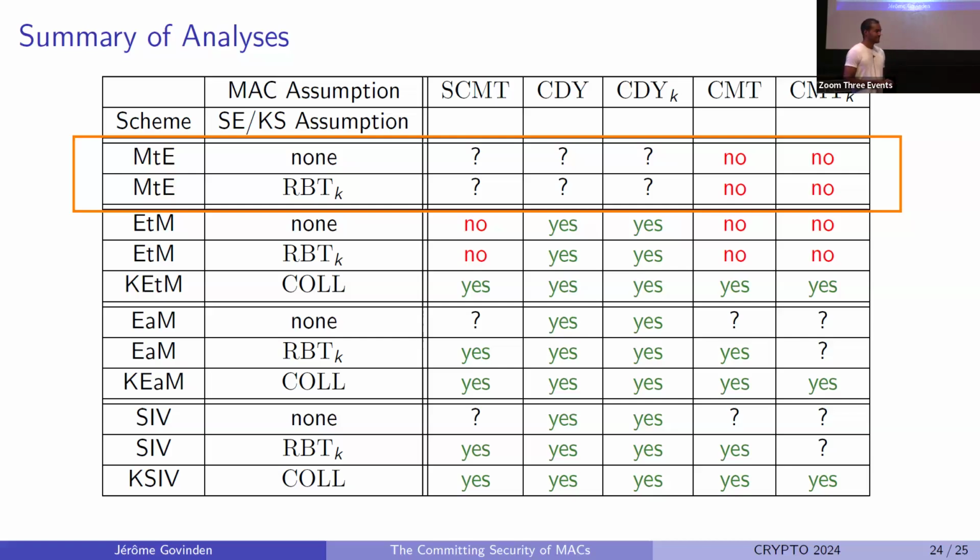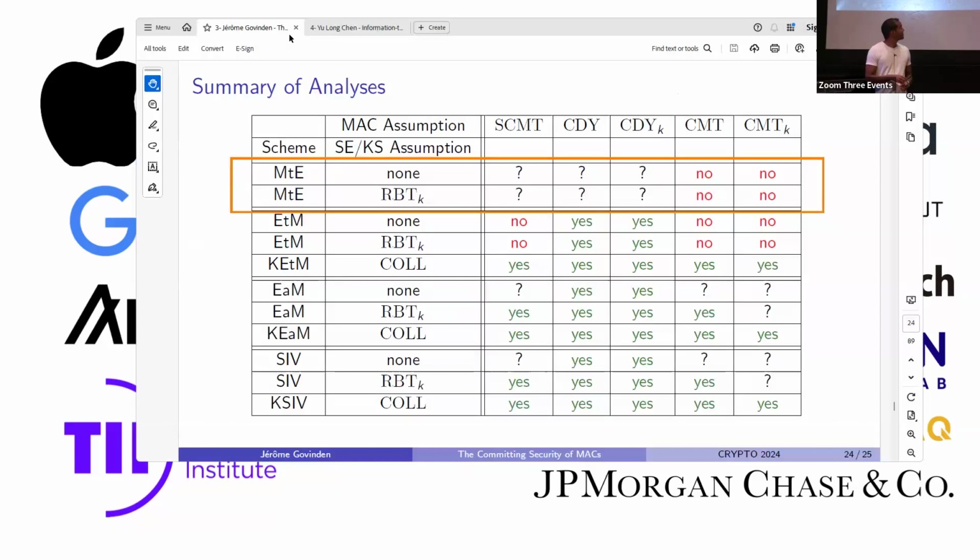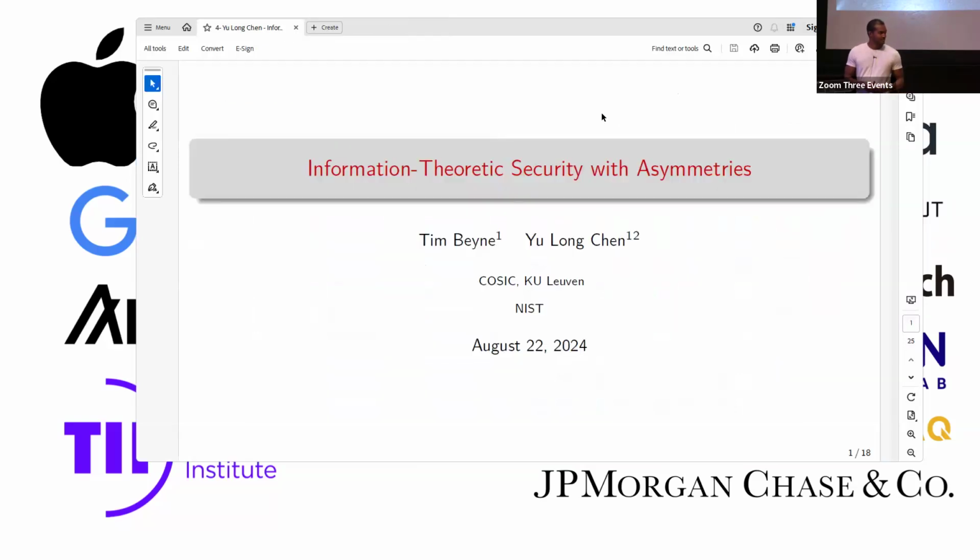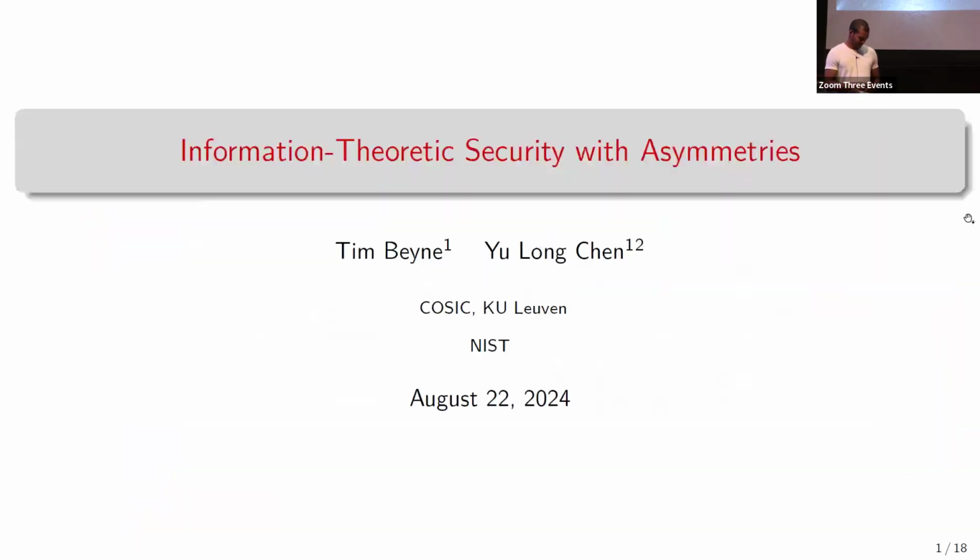Okay, there are no more questions. Let's thank Jerome again. Thank you very much. So we move to the final talk of this session, entitled Information Theoretic Security with Asymmetries. It's joint work between Tim Bane and Yulong Chen, and Yulong will give the talk. Let's go ahead and take your badge. Is there some way I can see the time or something? Okay, I'll let you know.